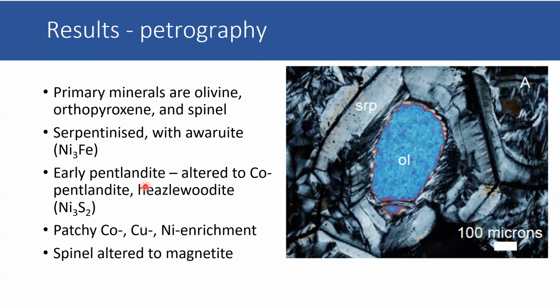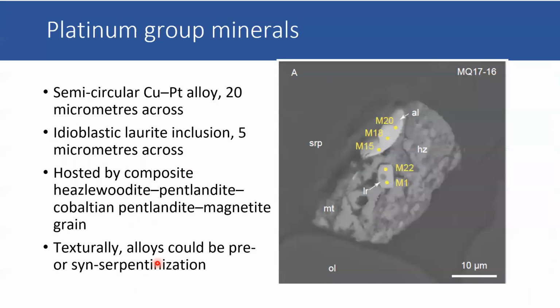So early pentlandite is altered to the sulfur-poor sulfides like heazlewoodite. And we've got patchy copper, cobalt, and nickel enrichment. So things are starting to move around. And spinel's altered to magnetite, and the magnetite's coexisting with the awaruite, which is always nice. So we did find platinum group minerals.